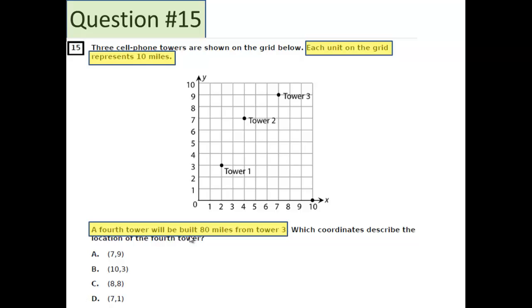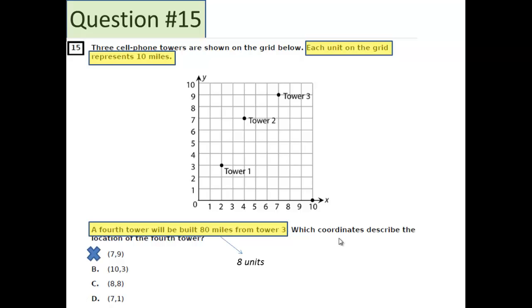So if each unit represents 10 miles, how many units represent 80 miles? Go ahead and call it out. Yeah, it's 8 units. So we're looking for something that is 8 units away from Tower 3. Now you look at answer choice A, and you need all these answer choices because one of them is right and the other ones are wrong. Answer choice A is wrong because if you go 7, 9, that's where Tower 3 is. The question's saying they're building a 4th tower 80 miles or 8 units away from Tower 3. Letter A is where Tower 3 is. That can't be right.